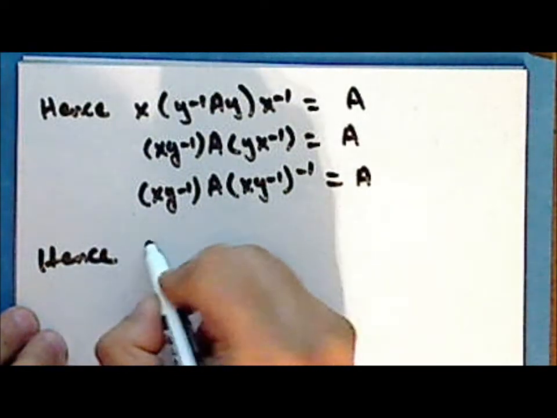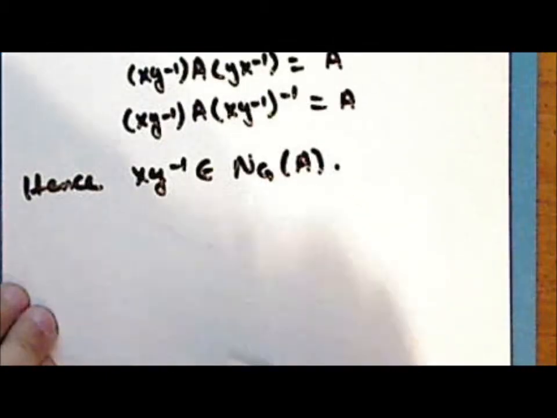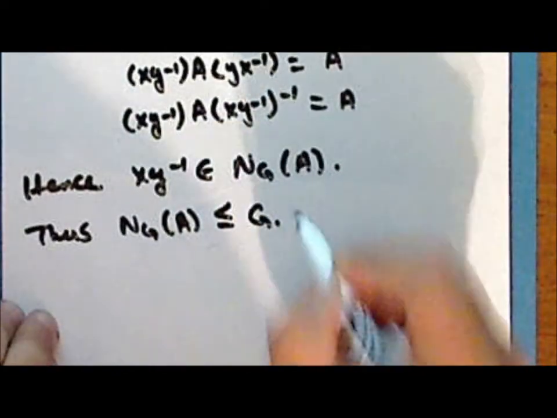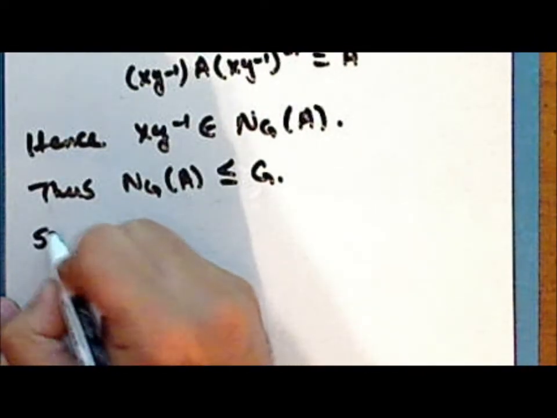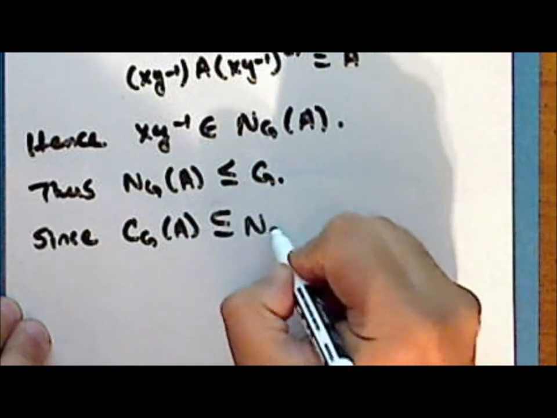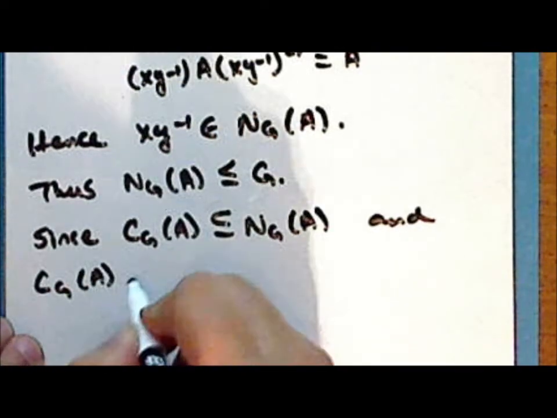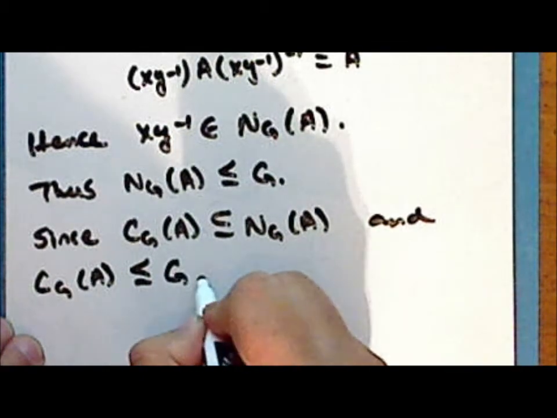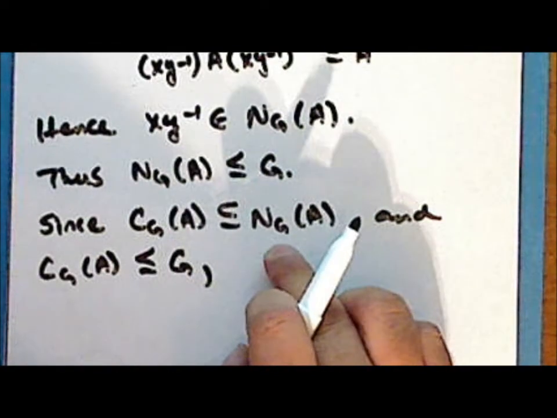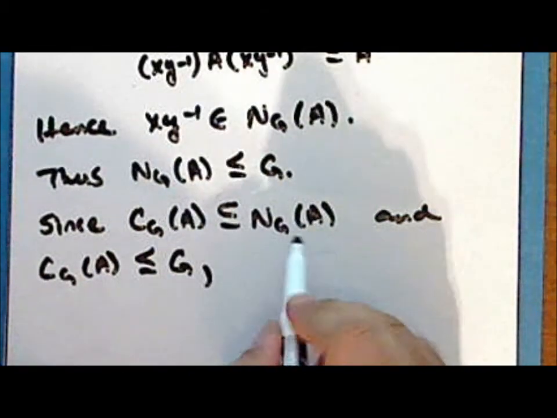And hence the product x times y inverse is an element in the normalizer of A, and thus the normalizer of A in G is a subgroup of G. Now, since it is always true that the centralizer of the set A is a subset of the normalizer of the non-empty set A, and the centralizer of A in the group G is a subgroup of G, we have that the centralizer of A is a subset of the group which is the normalizer of A in G, which is itself a group under the same operation as in the normalizer of A in G.